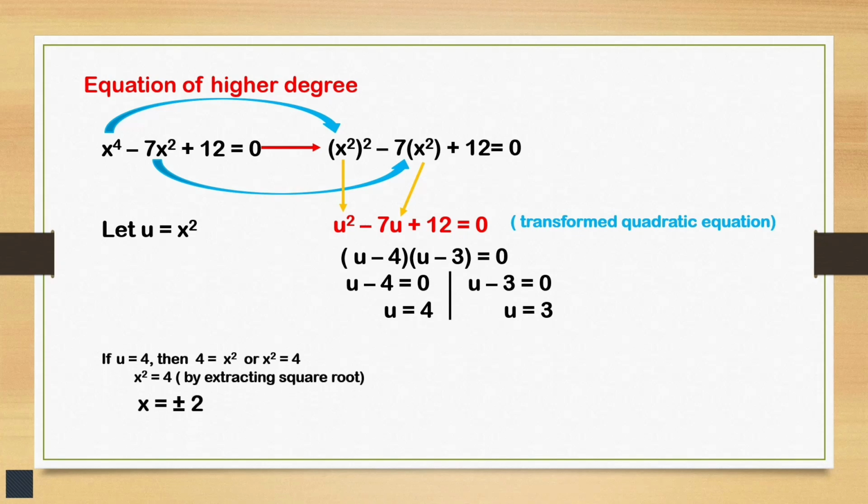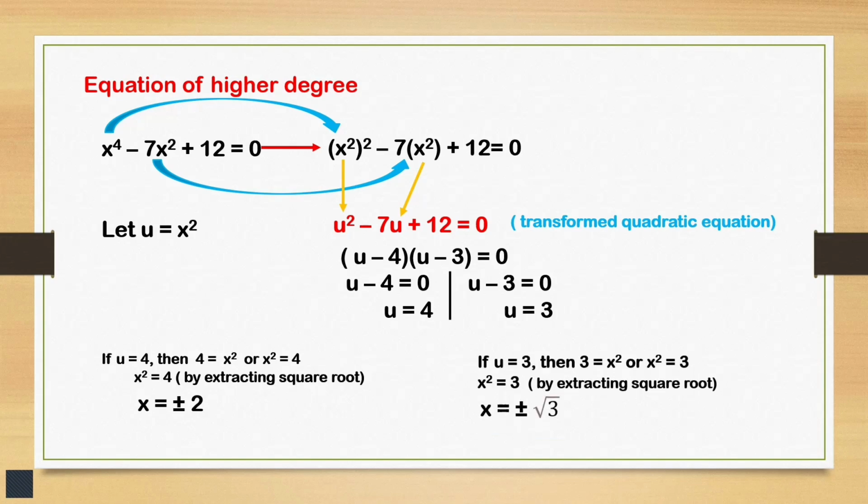Now, if u is equal to 4, then 4 is equal to x squared, or x squared is equal to 4. And applying extracting square root, we can find the roots, which are positive and negative 2. Now, if u is equal to 3, then 3 is equal to x squared, or x squared is equal to 3. Same thing we did, applying extracting square root, x is equal to positive and negative square root of 3.